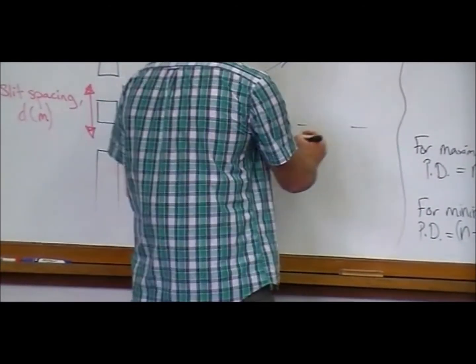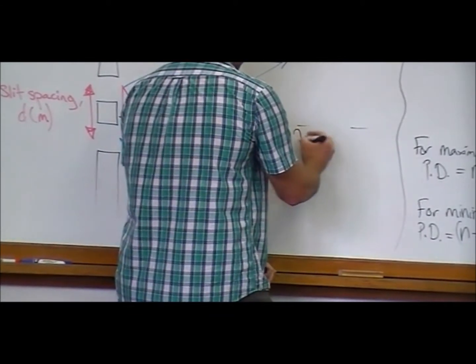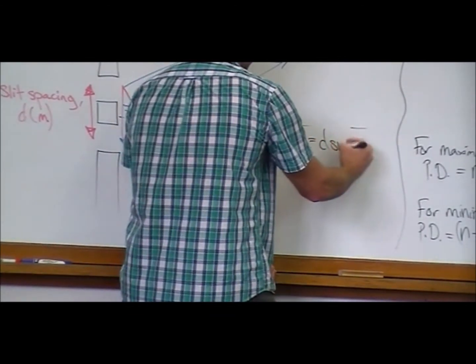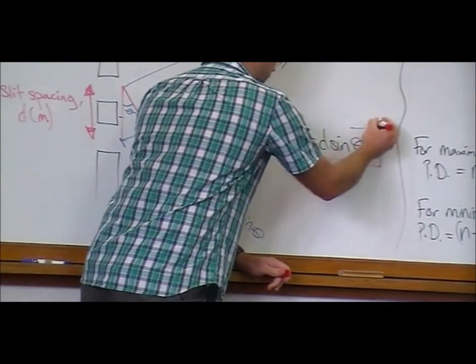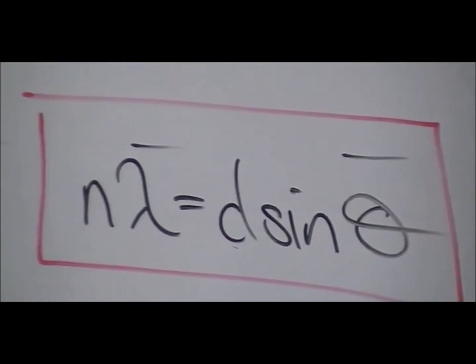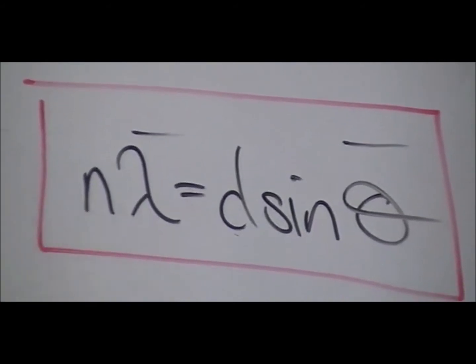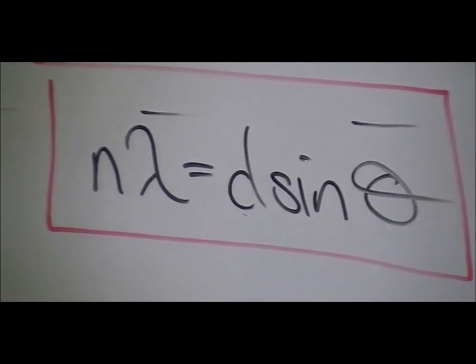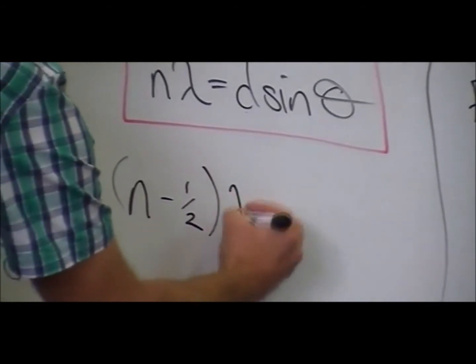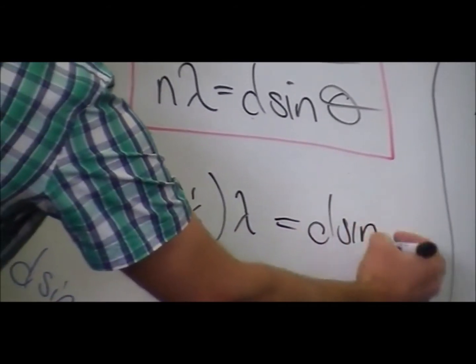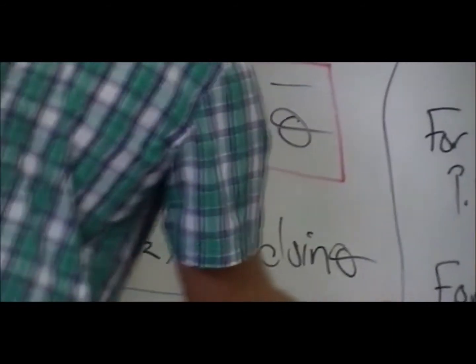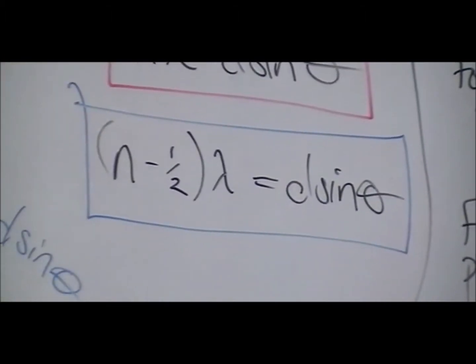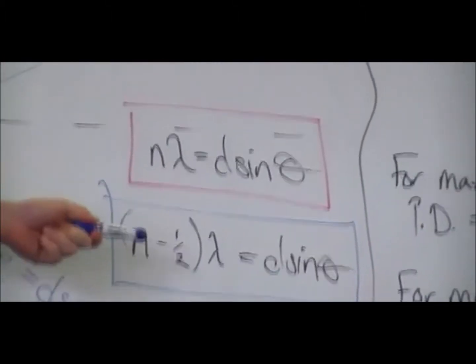And so for a maxima, n lambda is d sine theta, and that one's so important, you're going to see that one published on your formula sheet. The one that you might have to remember how to make is the n minus a half lambda is d sine theta. That one's not on your formula sheet, so we'll put a different coloured box around it just to remind you that that doesn't come on the formula sheet.